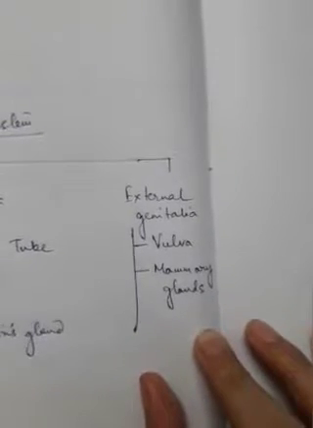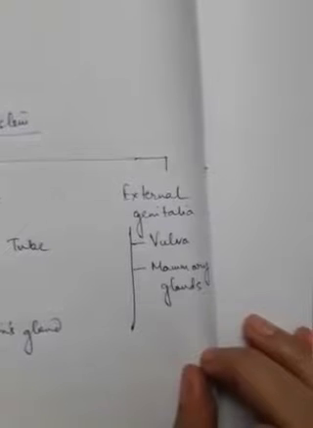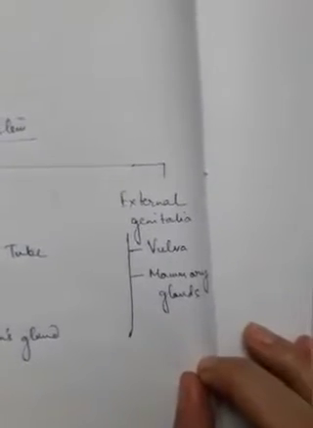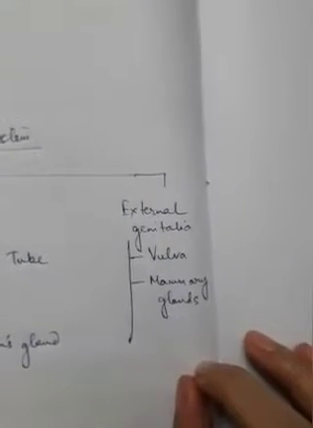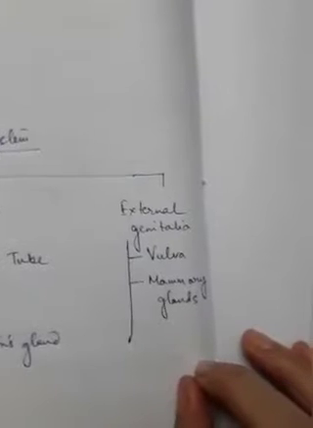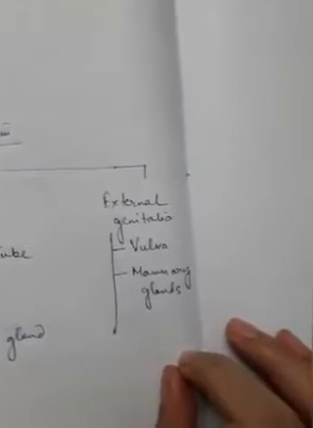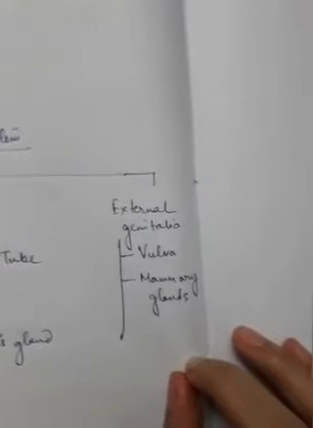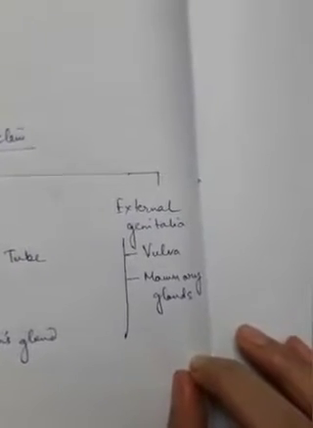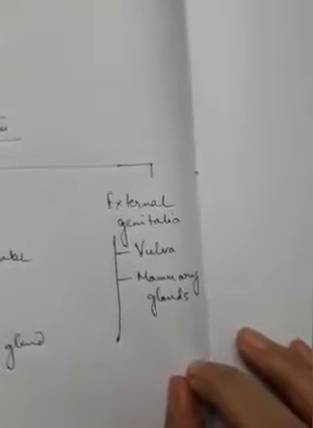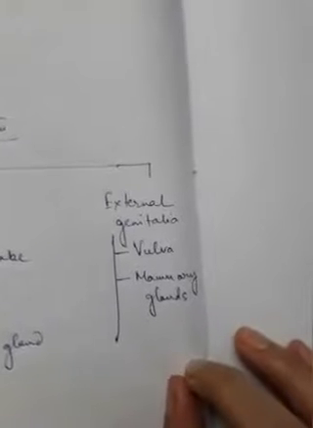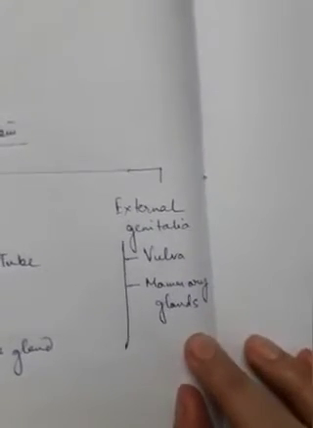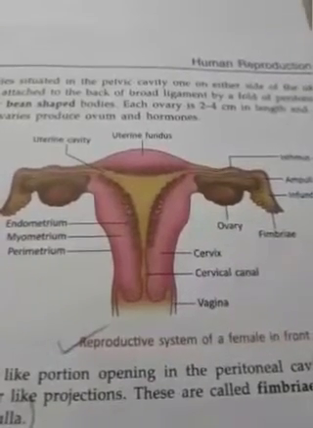Now you might wonder why mammary glands are part of the female reproductive system. Obviously it is part of the female reproductive system, because after reproduction, when a baby is born, the baby will need milk to grow further, to become a fully grown individual. Initially it will obviously need milk. So for that, mammary glands are considered a part of the female reproductive system. So here is a diagram of the female reproductive system.